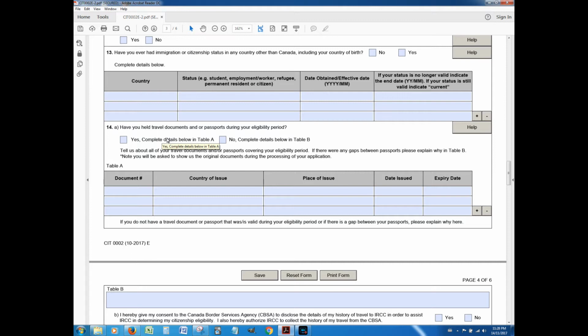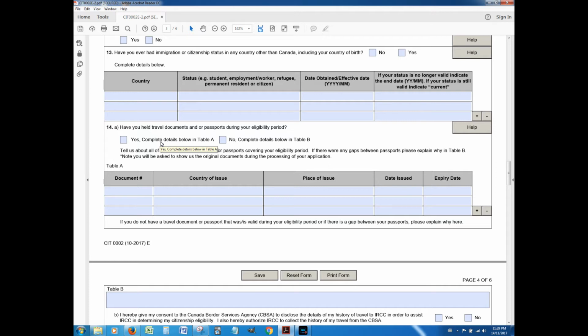And it says, tell us about all of your travel documents and or passports covering your eligibility period. If there were any gaps between passports, please explain why in table B. Note you will be asked to show us the original documents during the processing of your application. For example, the passport I hold is a 10-year passport, so I have to renew it every 10 years. But if your eligibility period falls within that 10-year period, you will only have to show them one passport. You won't have to show them two passports.